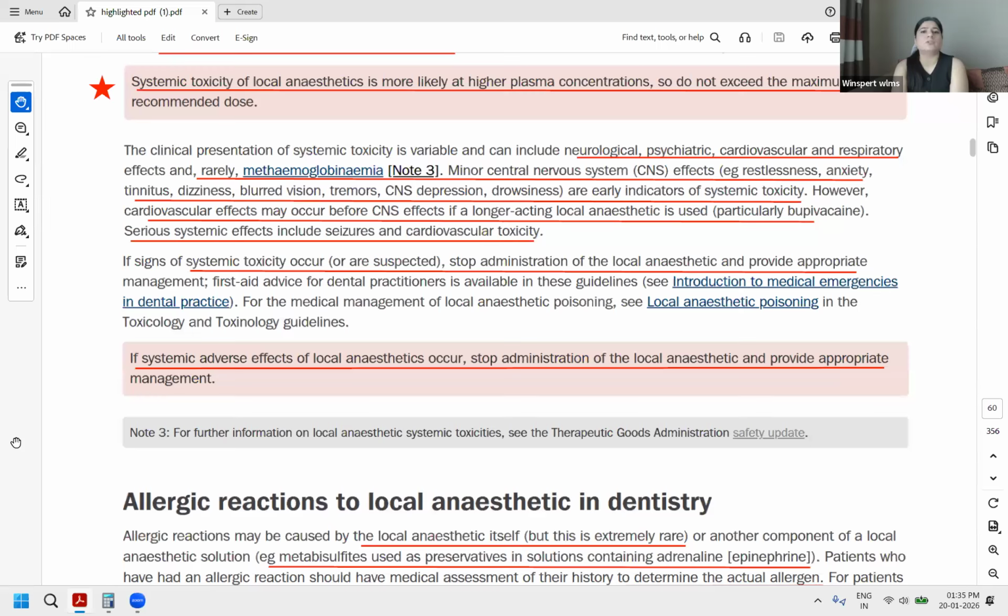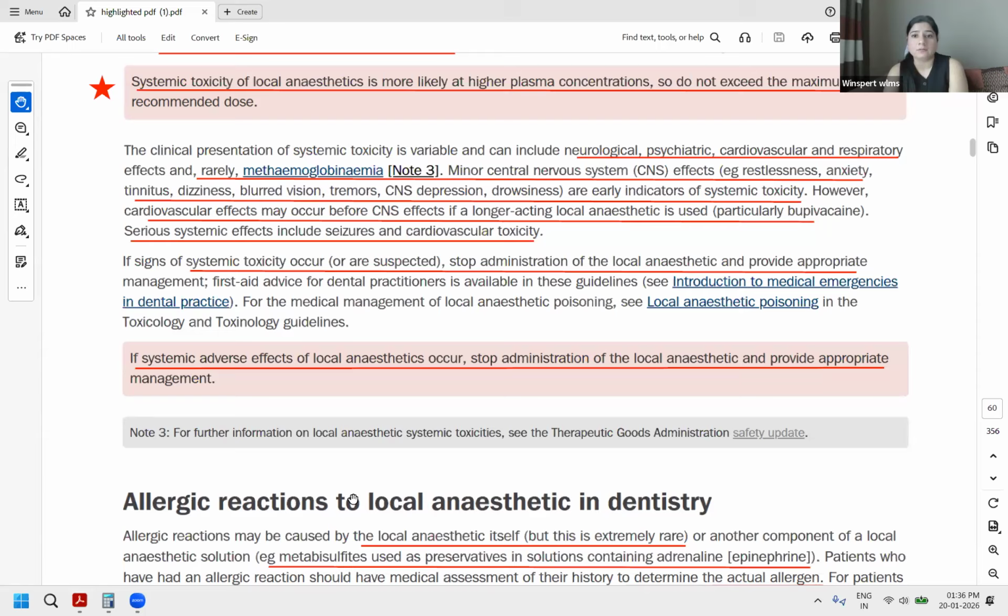Minor CNS effects are restlessness, anxiety, tinnitus, dizziness, blurred vision, CNS depression, tremors and drowsiness. They indicate early systemic toxicity. These are still the milder effects, and they should immediately alert you to stop administering the anesthesia, right?